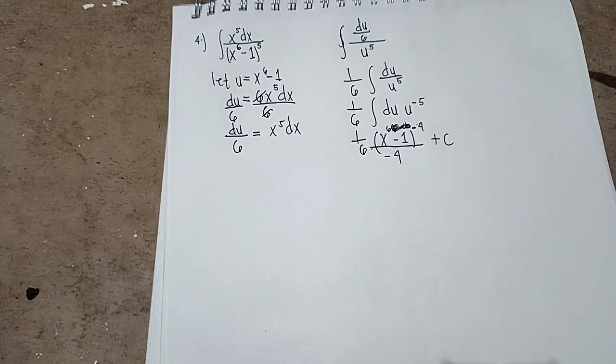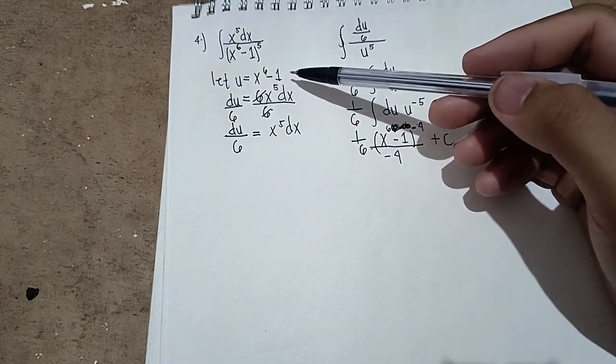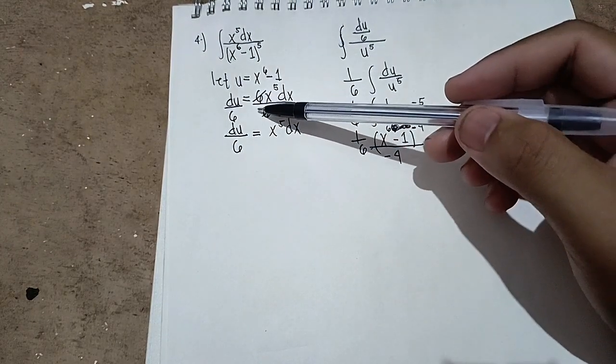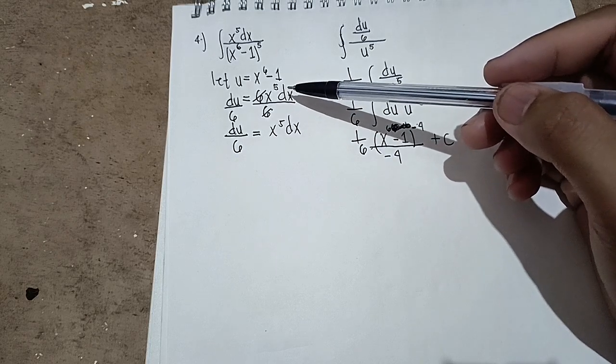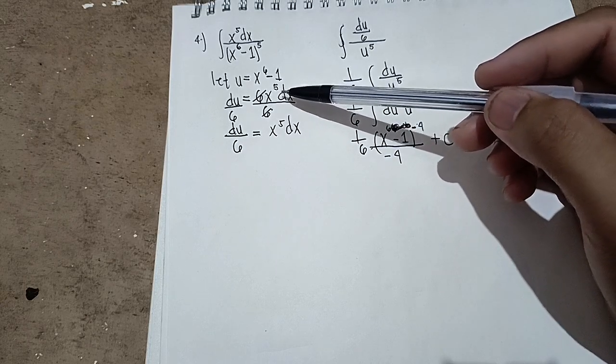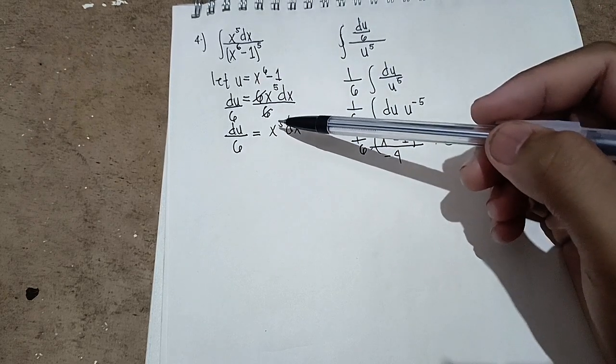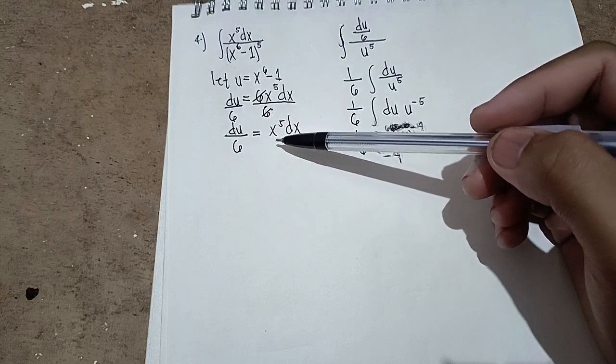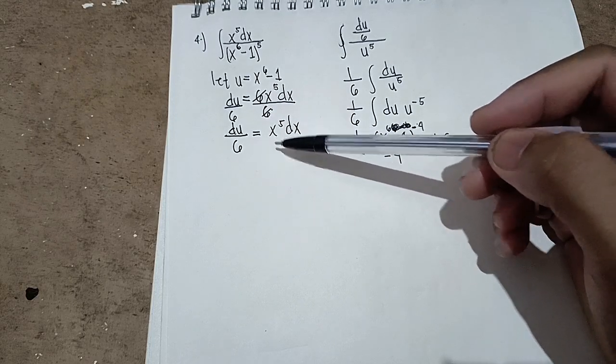Example number 4. So let u be x^6 - 1. So take the derivative of both sides: du. Then we will have the derivative of x^6 - 1, which is 6x^5. So to cancel out 6, divide both sides. Then we will have x^5 dx is equivalent to du over 6.